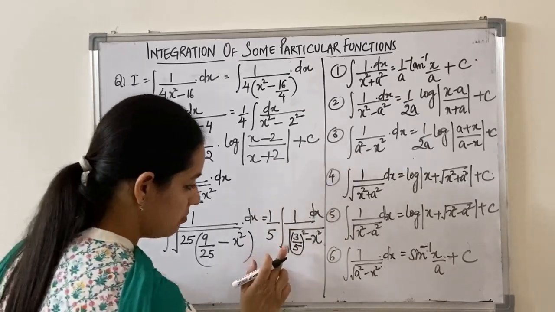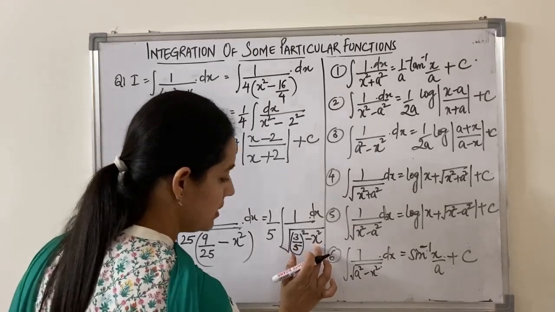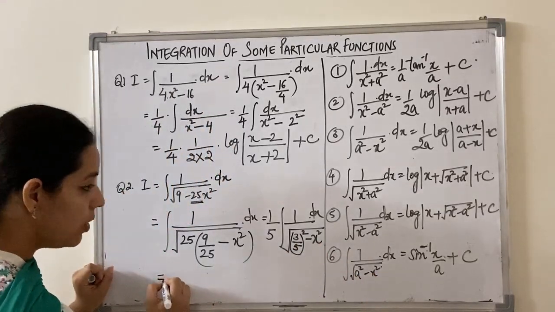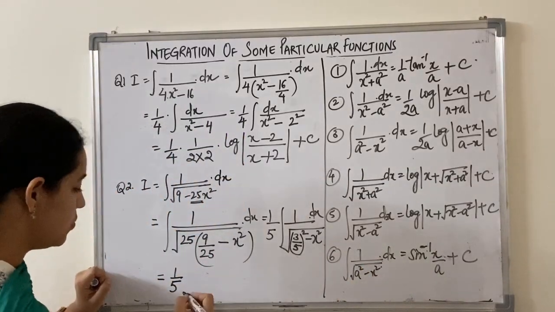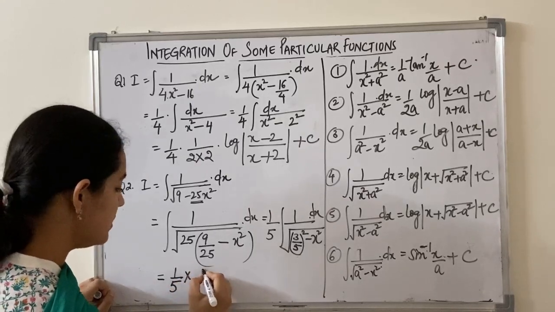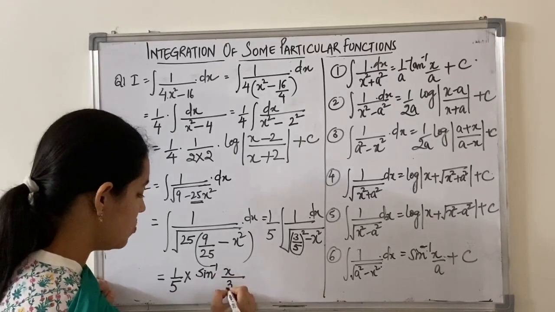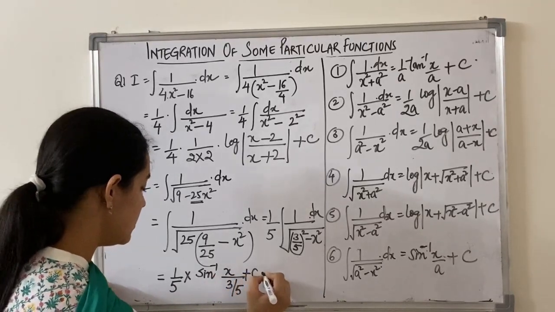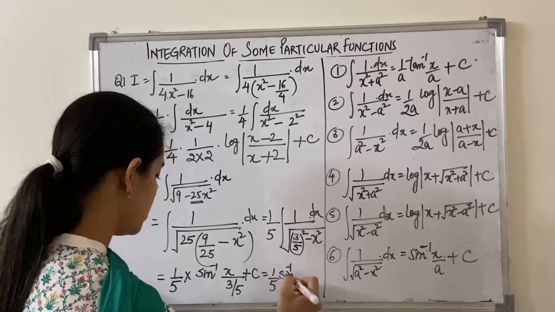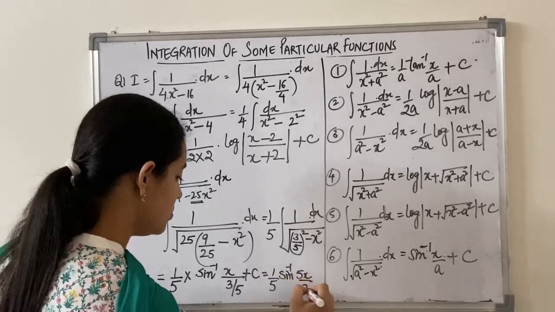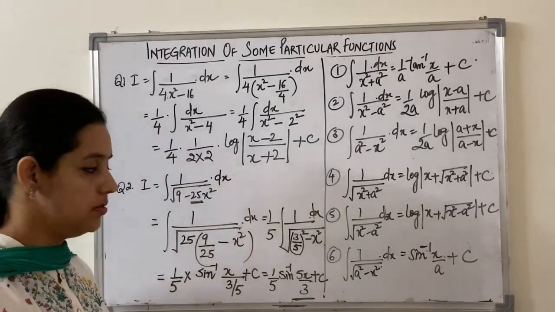So identifying it with this form, here a is 3 upon 5, and in place of x we have x only. So its formula says it is sine inverse of x upon a. So our answer is going to be 1 upon 5 into sine inverse of x upon a, where a here is 3 upon 5, plus the constant c. So it will be equal to 1 upon 5 sine inverse of 5x upon 3 plus the constant of integration c. This is your final answer.